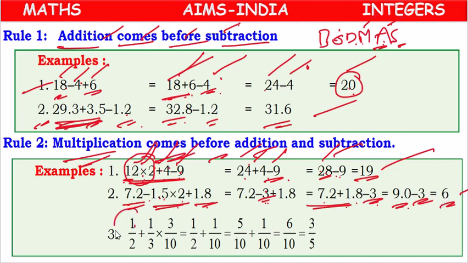Next, 1 by 2 plus 1 by 3 into 3 by 10. First, into first. Multiplication first. So 1 by 3 into 3 by 10. 3 cancels. 1 by 10. 1 by 2 plus 1 by 10. We can take the LCM and we will get the answer.